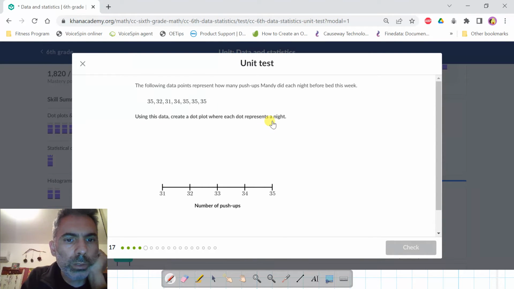Okay, so 31, we have 1 dot. 32, we have 1 dot. 35, 1, 2, 3, 4, 5. 35, and 34, 1 dot. Okay, so 35, 1, 2, 3, 4, 5. 32, 1 night, 31, 1 night, 34, 1 night.